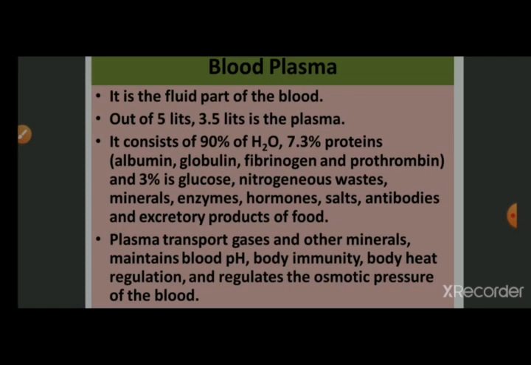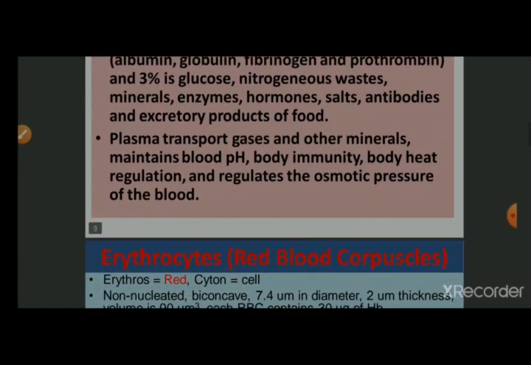Plasma transports gases and other minerals, maintains blood pH, body immunity, body heat regulation, and regulates the osmotic pressure of the blood. That means it is helping in homeostasis. Homeostasis means maintenance of body temperature. Blood maintains the body temperature by circulating throughout the whole body and regulates the osmotic pressure as well. Let us move on to the blood corpuscles.